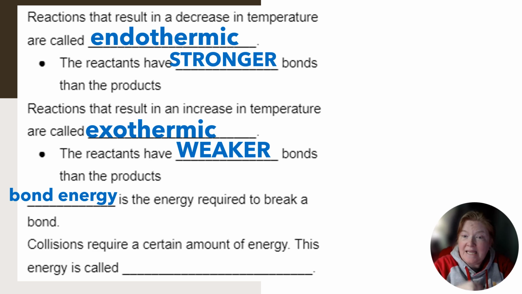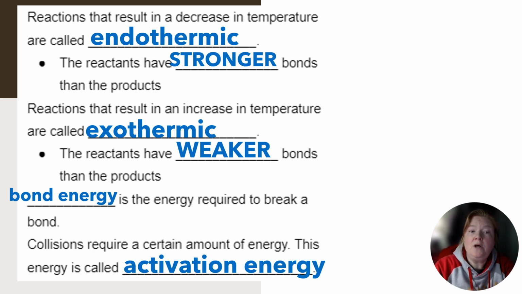Bond energy is the energy that's required to break a bond. And as we modeled with the kinetic energy, like changing the speed of the particle, sometimes when we moved particle A toward it, particle A wasn't moving fast enough to break the bond. So collisions require a certain amount of energy. This is called activation energy.